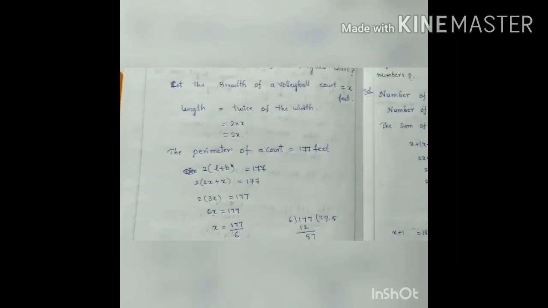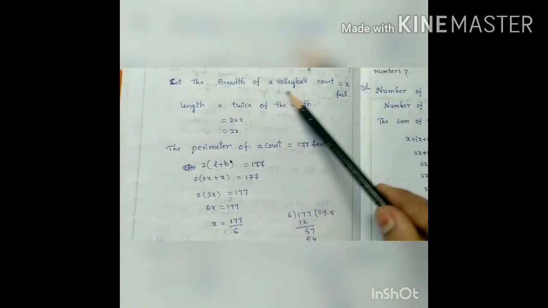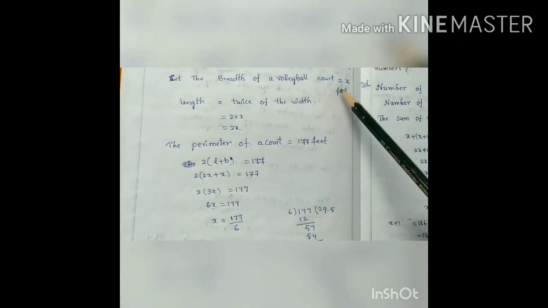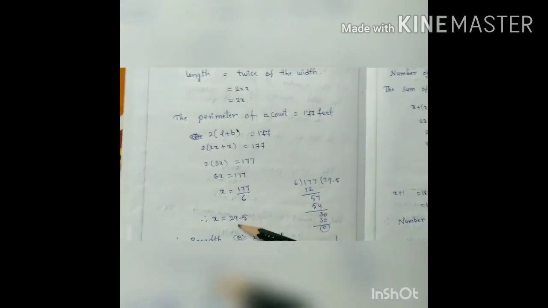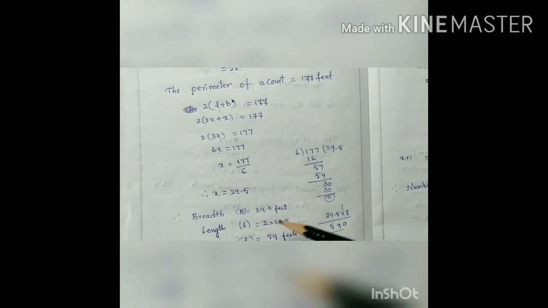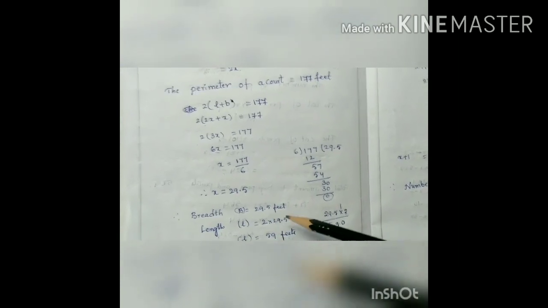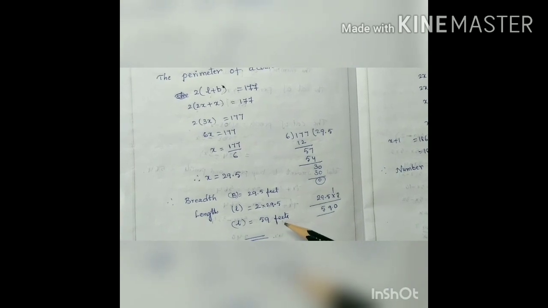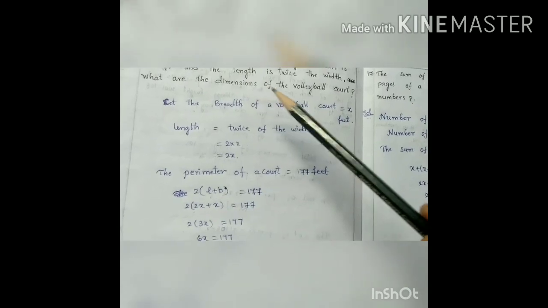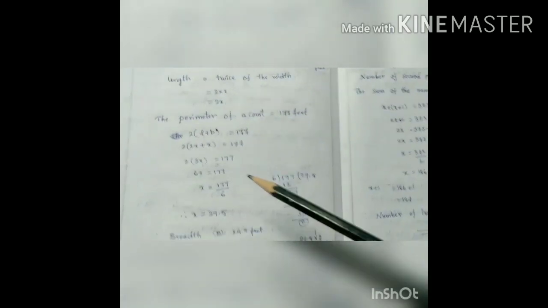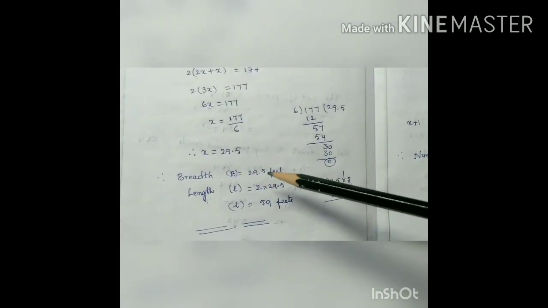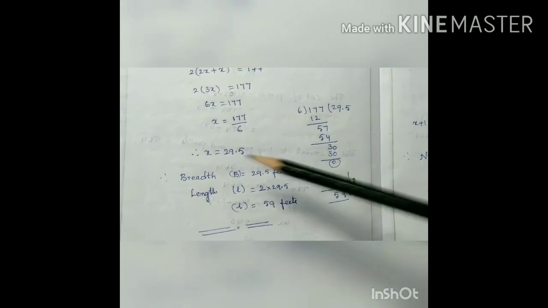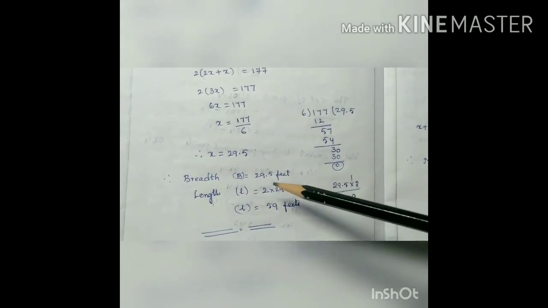What did we take as x? The breadth. So the breadth is 29.5 feet. The length is 2 into x, and x is 29.5, so the length L equals 59 feet. Here we had to find the dimensions of the volleyball court. Dimensions means length and breadth. So the length is 59 feet and the breadth is 29.5 feet.